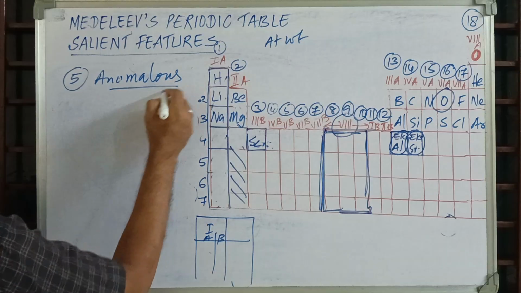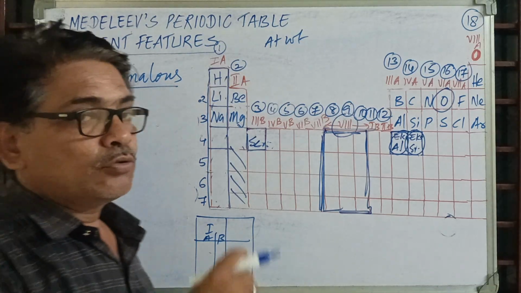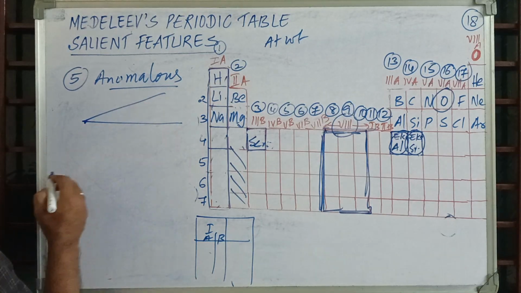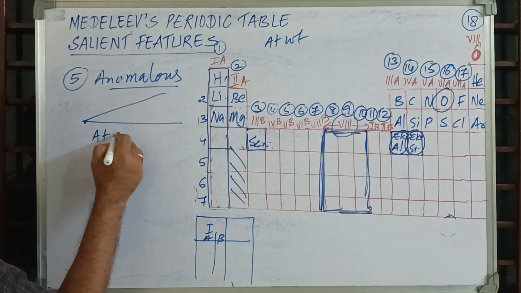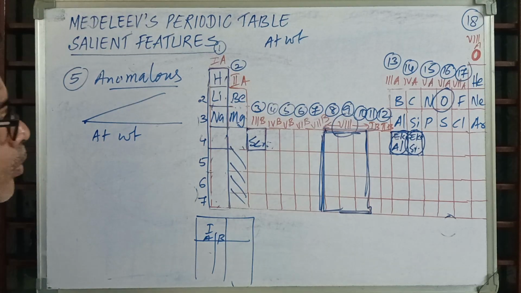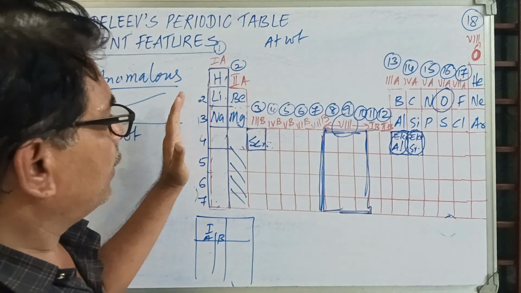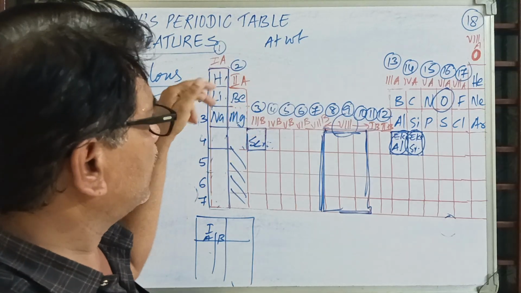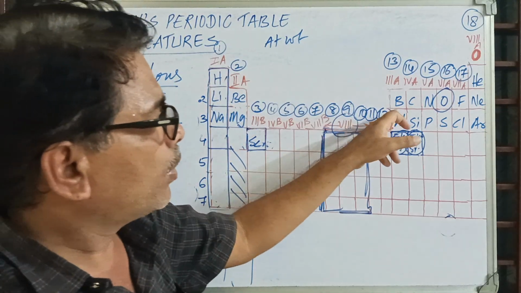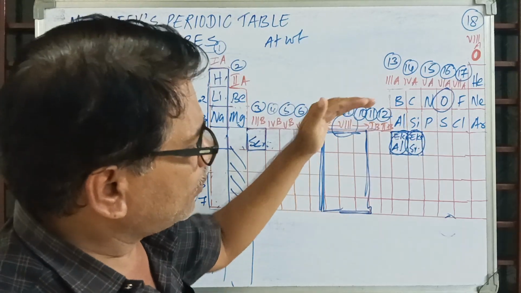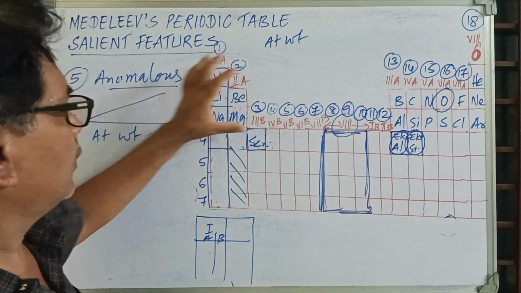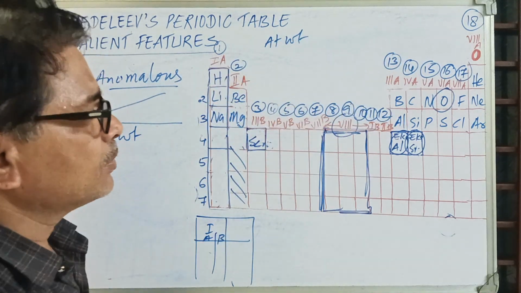What does this mean? Actually, Mendeleev's periodic table is designed in this pattern: increasing atomic weight. So what do you mean by this? Atomic weight increases from lithium to beryllium. Beryllium's atomic weight is greater than lithium. Next boron, next carbon. So atomic weight is increasing. So he arranged in ascending order. But what happens? Do you know?